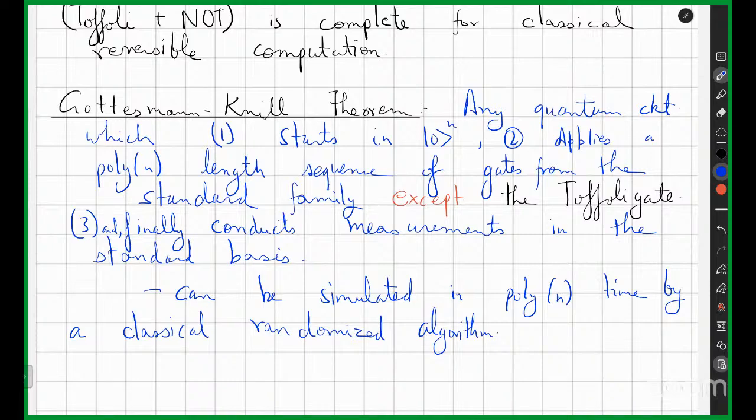Because this makes sense, right? You are saying that we are only able to prepare initially in the 0 to the n basis. There's no cheating. You cannot just prepare some arbitrary state. Then you are allowed to do some computation on it. And finally, you are allowed to measure only in the computational basis.